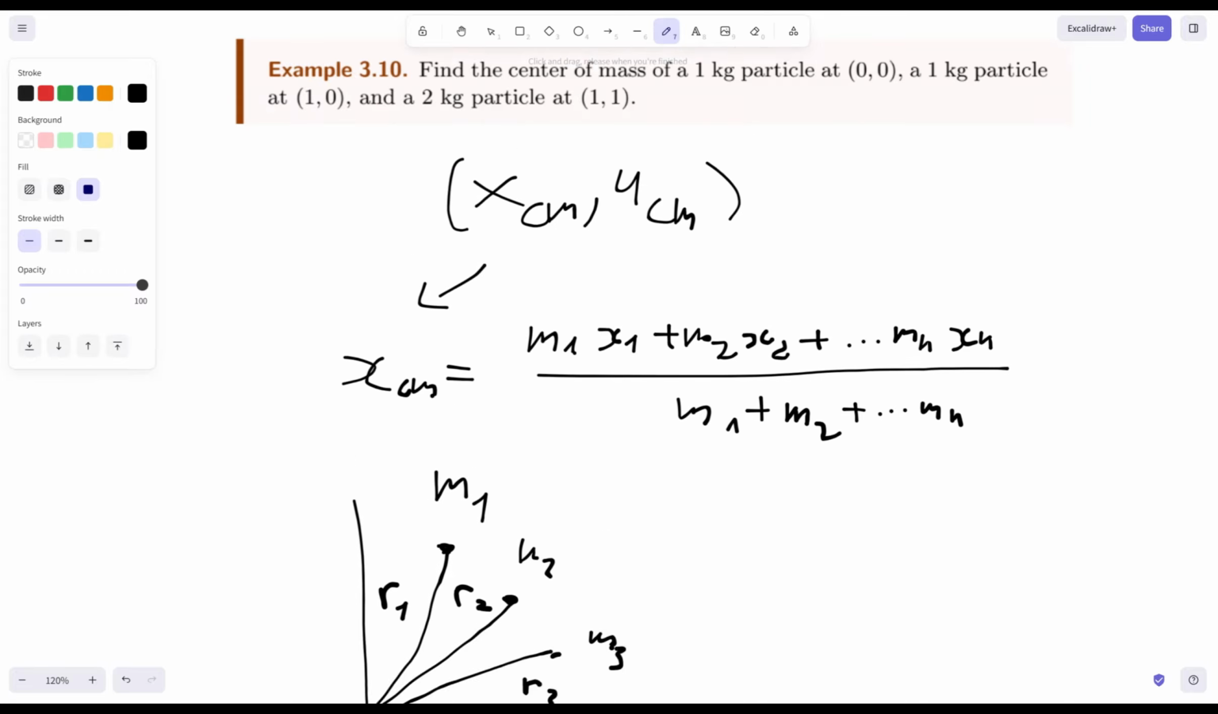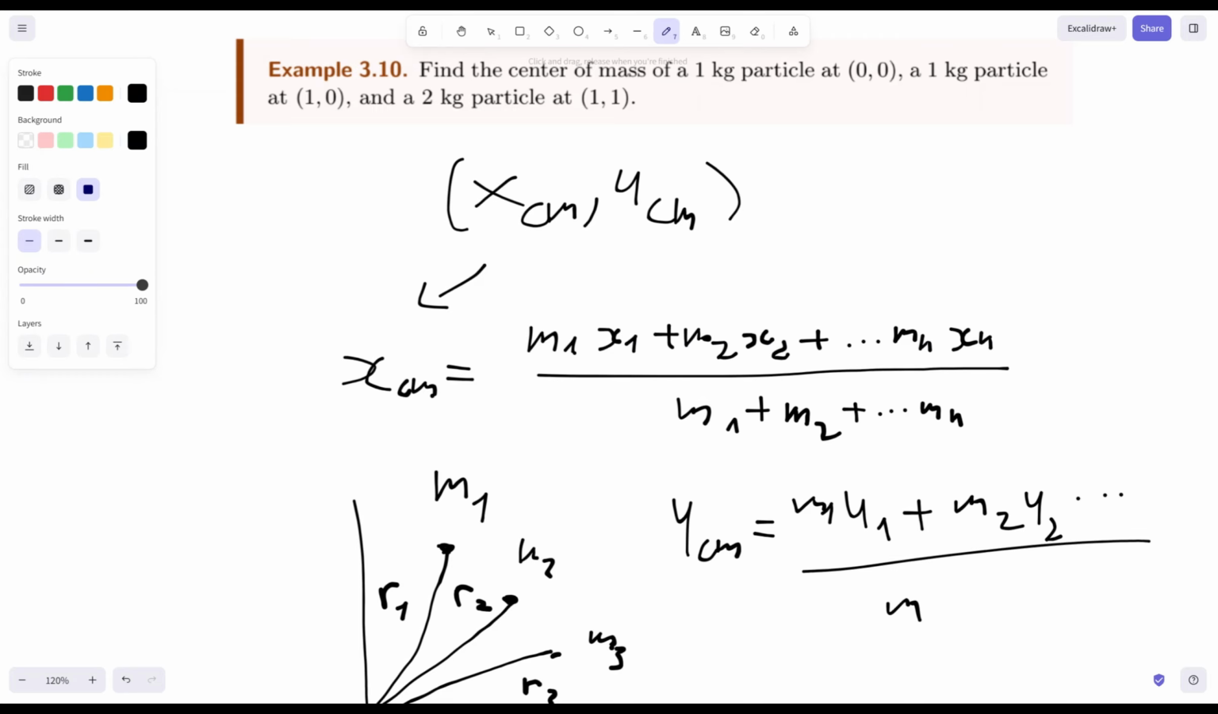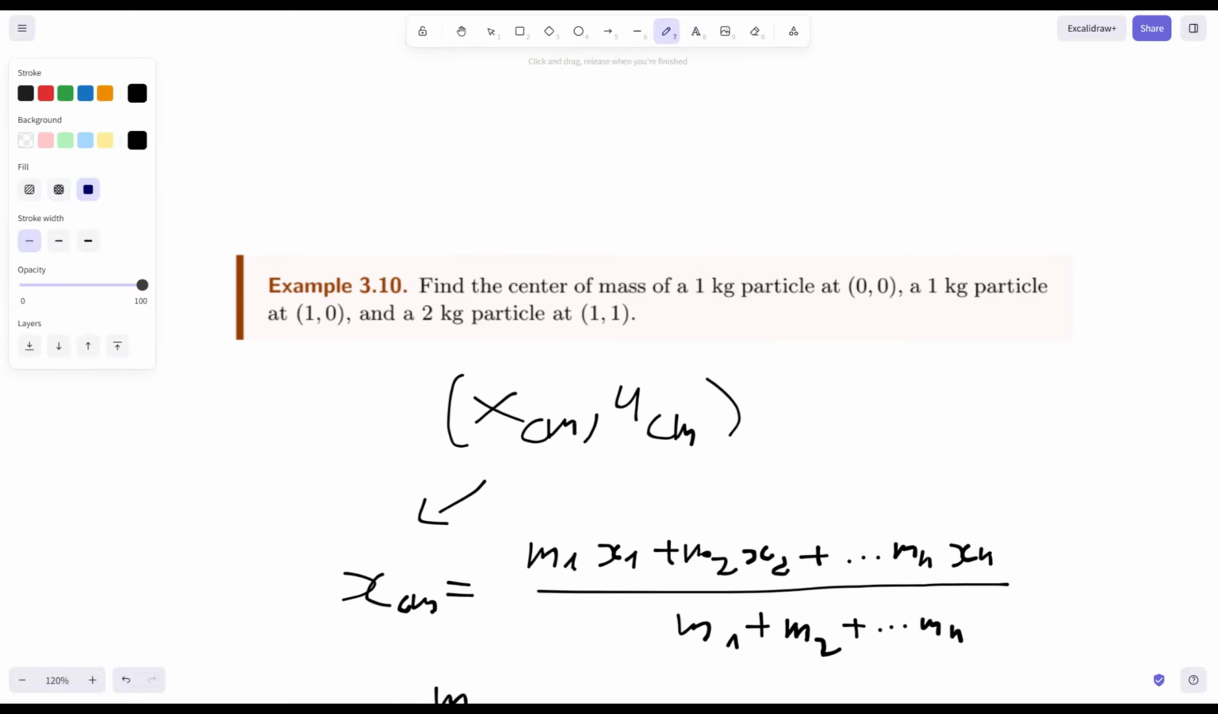So let's just find the XCM. The XCM will be M1 times X1. And I need to cover YCM. YCM is the same thing, by the way. Instead of it being the X coordinate, it'll be the Y coordinate. So M1 Y1 plus M2 Y2 dot dot dot, all over M1 plus M2 dot dot dot. Okay, it's the same thing.